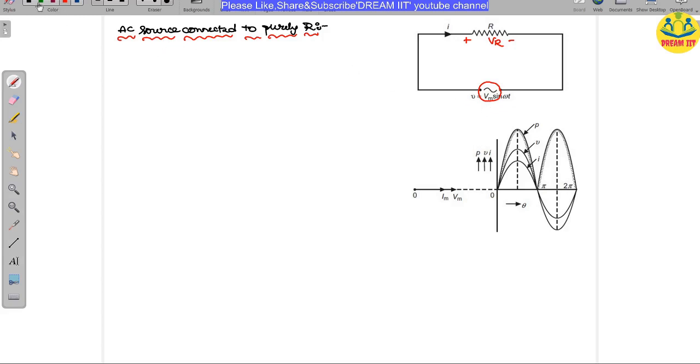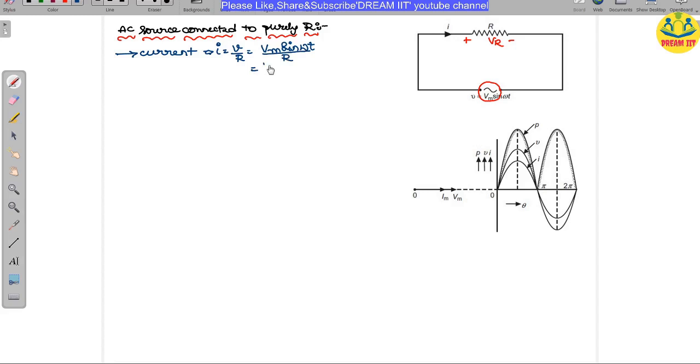Now let us write what happens whenever you connect an AC source to a purely resistor. First we will write the current. What is the current flowing in the circuit? From Ohm's law, i equals v by R. So what is v? v equals Vm sin omega t by R.